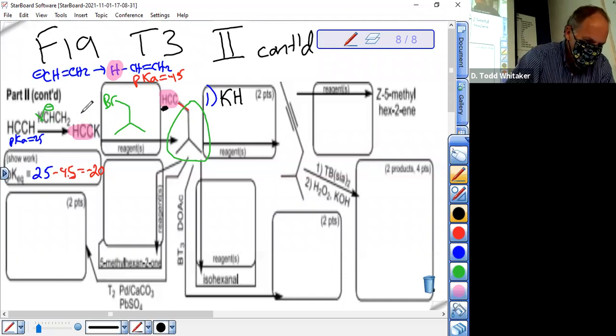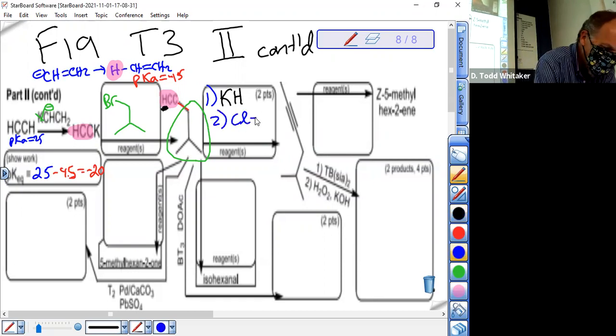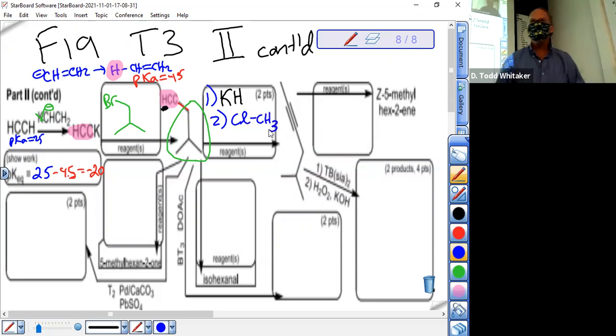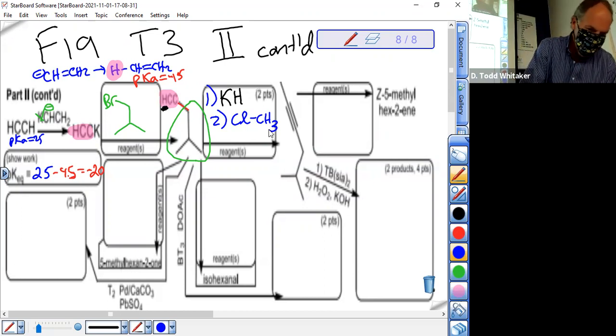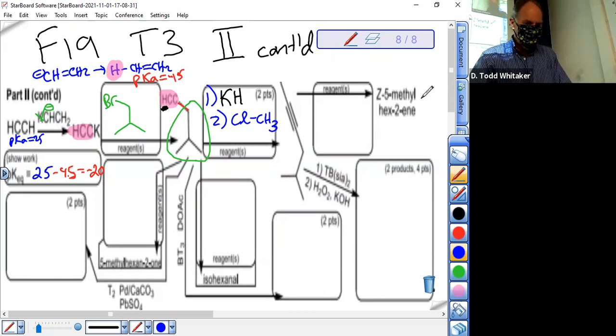Step 2, you need a methyl group on there. Any suggestions? Chloromethyl, sure. Chloromethane if you want to be nomenclature about it. You could have used BR. Or BrCH3, anything, chlorine, bromine, iodine. Okay. Stick with those. And then it's about making a Z-alkene.